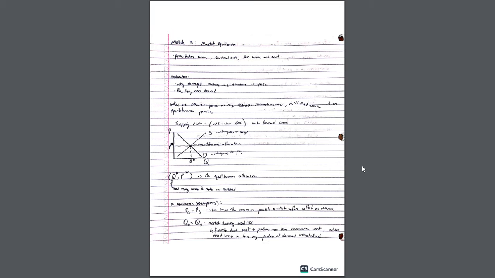I'm taking microeconomics, and today we started module 3, which is market equilibrium. First of all, some assumptions that we made were that there are price-taking firms, identical costs, and free entry and exit into the market. Those are just some things we're taking out of the equation so you can model it easier.